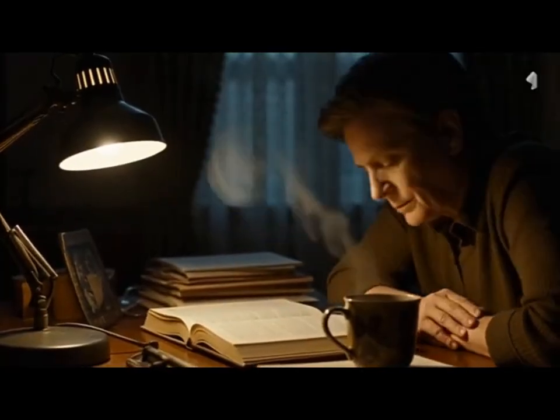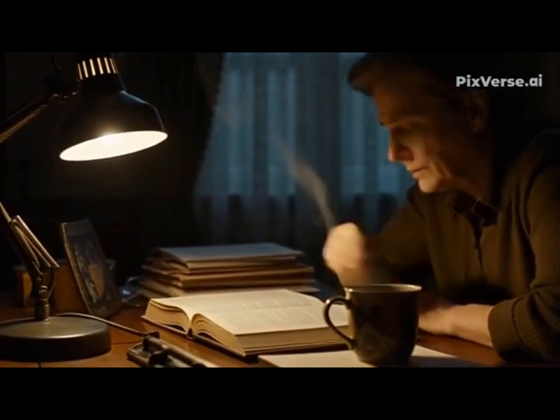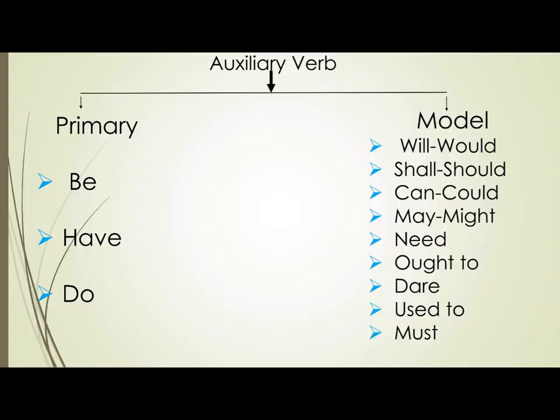Now, you must be thinking, how many modal verbs would there be? There are a total of 13 modal verbs in English. Then, what are they? Will, would, shall, should, can, could, may, might, need, ought to, dare, used to, and must are the 13 modal verbs in English. You must also know that these modal verbs are the same for every subject like I, we, you, they, he and she. These modal verbs are always followed by V1.